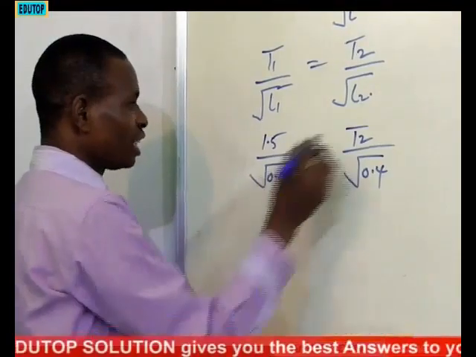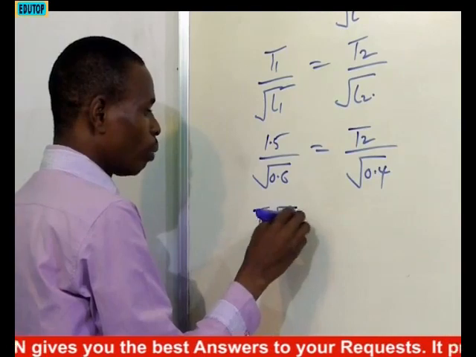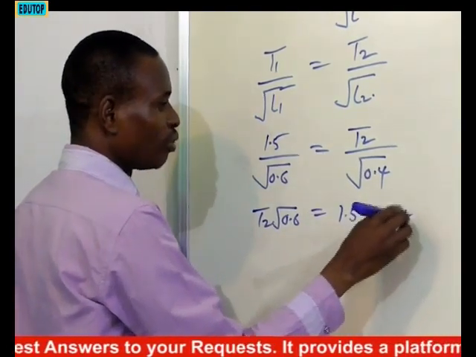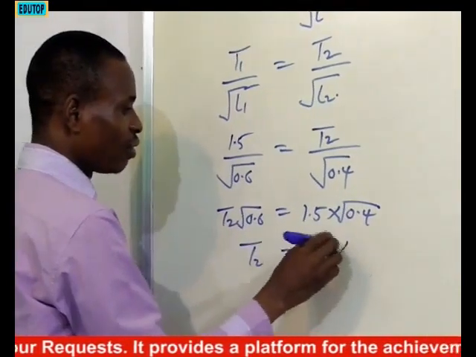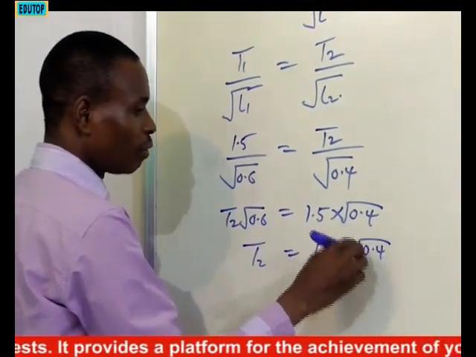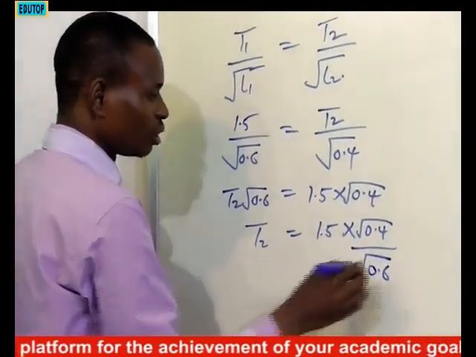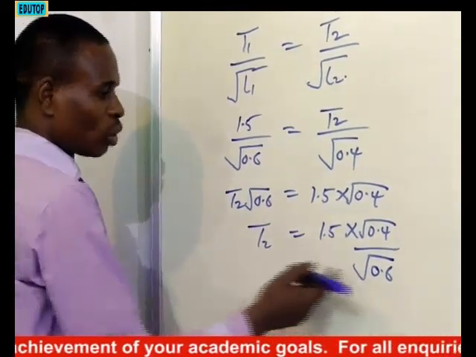Pendulum. Okay, let's make T2. We have T2 equal to 1.5 times the square root of 0.4 divided by the square root of 0.6. That's what we are having.